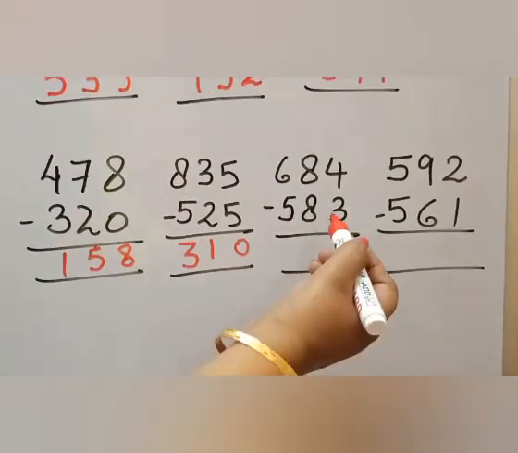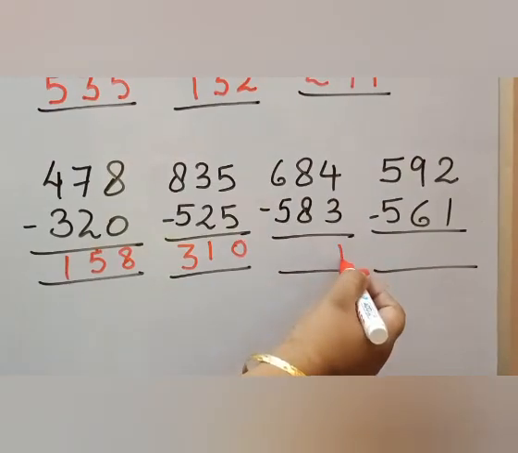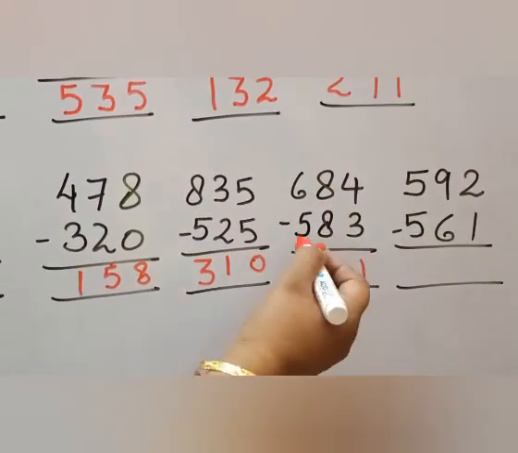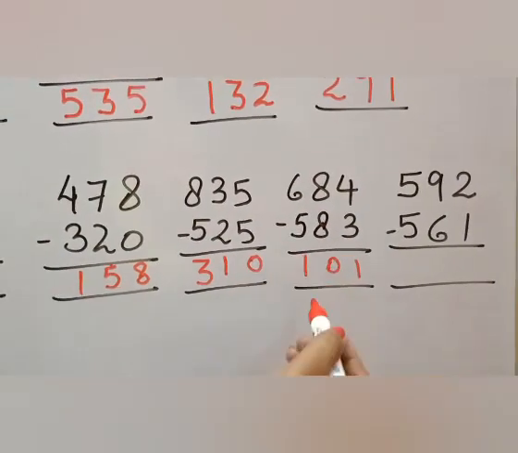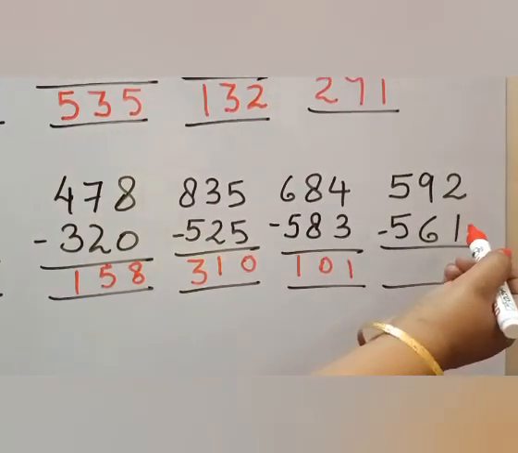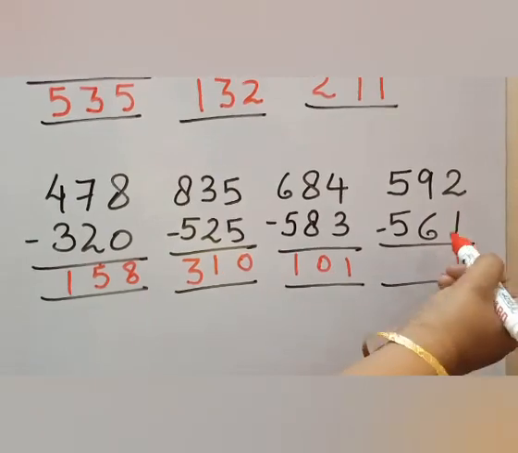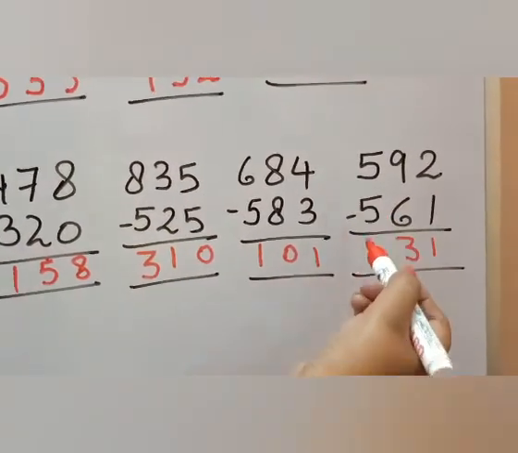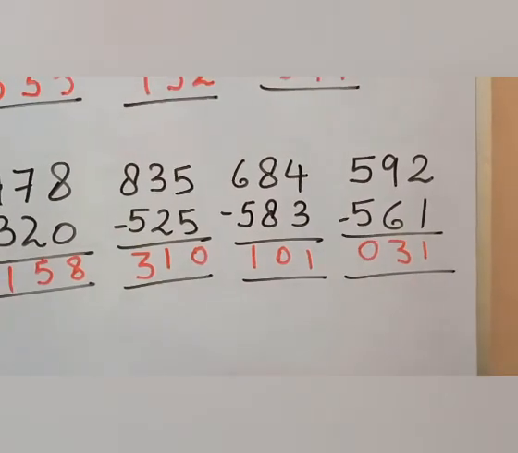Next sum, when we subtract 3 from 4, we get 1. Subtract 8 from 8, same numbers, 0. When we subtract 5 from 6, the answer is 1. Next sum, subtract 1 from 2, 1. Subtract 6 from 9, the answer is 3. Subtract same number from same number, the answer is 0.